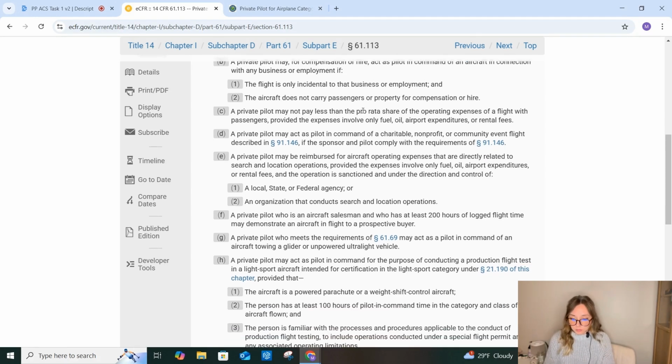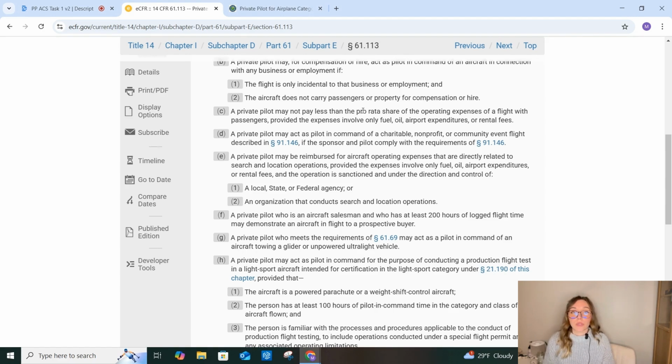C. This is a big one. Pro rata share are great words to remember. You may not pay less than them. And pro rata share is basically take how many people are in the plane. Well, first, add up fuel, oil, airport expenditures, and rental fees. Add up everything. Let's say it is $600.